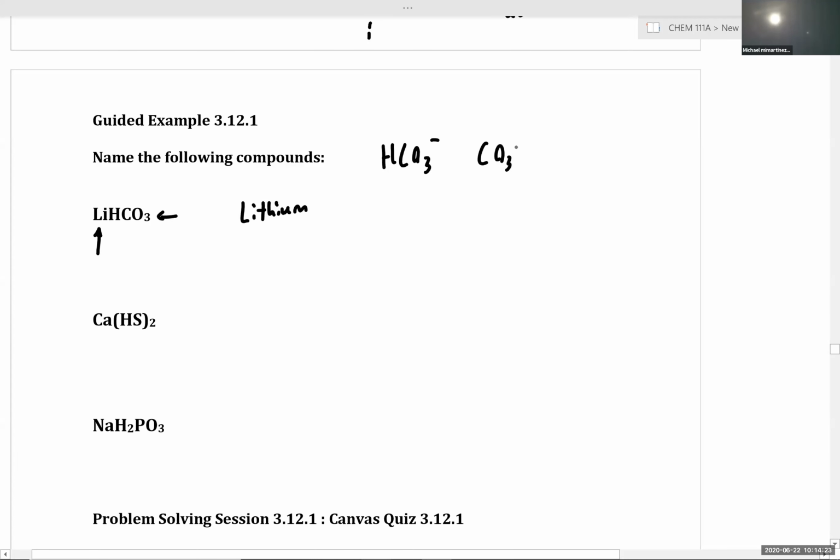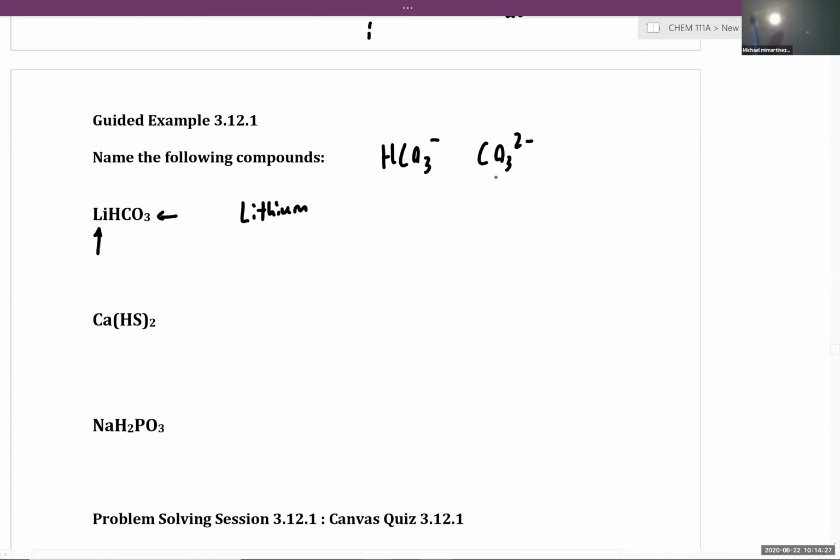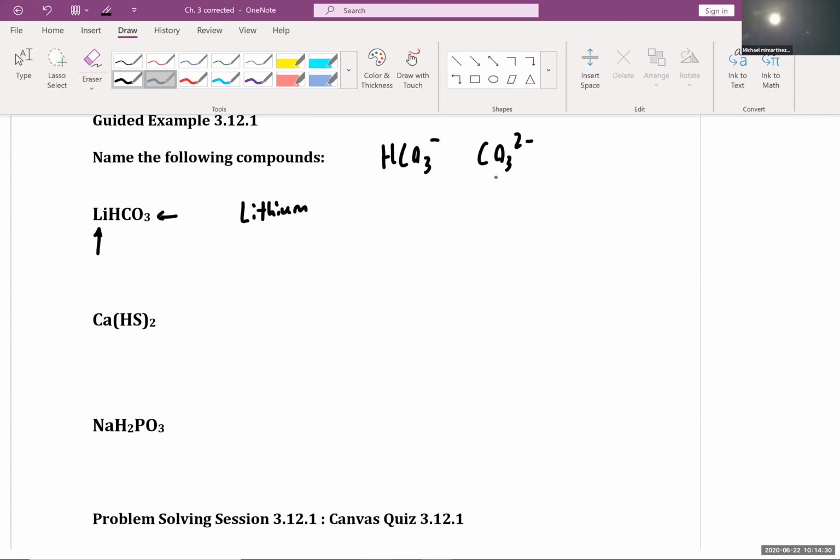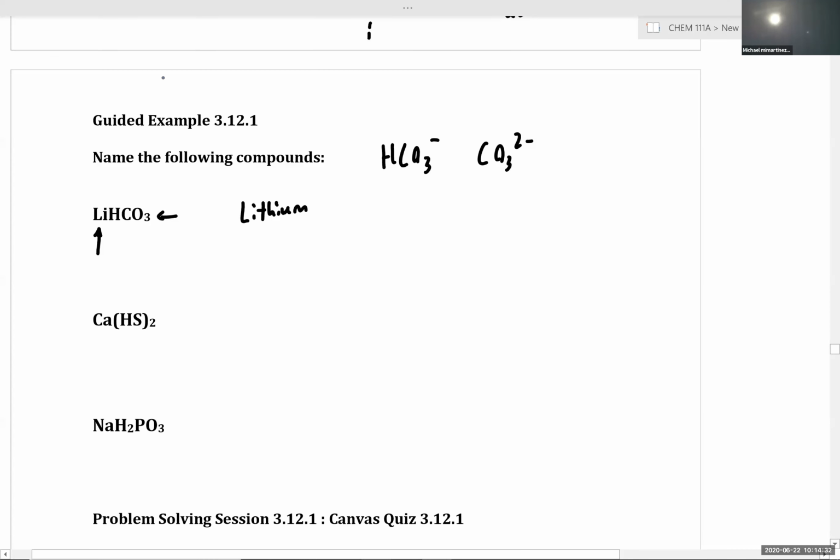CO3 2-is known as what? What do we call our polyatomic ion base? CO3 2-, what's the name for that? Carbonate, yep.